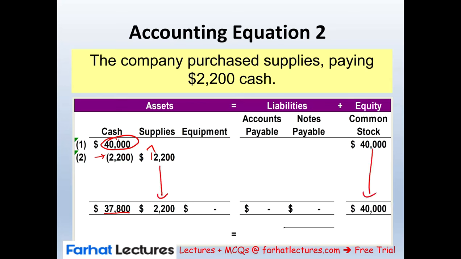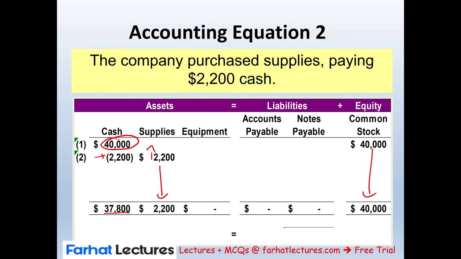How would that happen? Let's assume you performed work for someone, and rather than pay you cash, they give you a piece of equipment. Your asset goes up and your equity goes up. Is this what happened here? No. There was an increase in equipment, but not an increase in equity. That would have been nice.